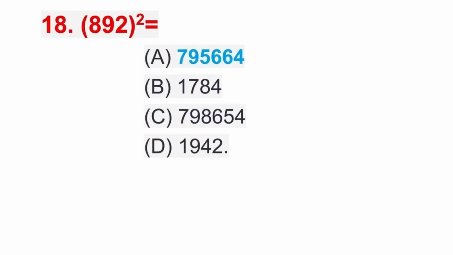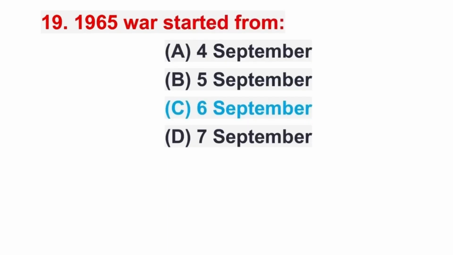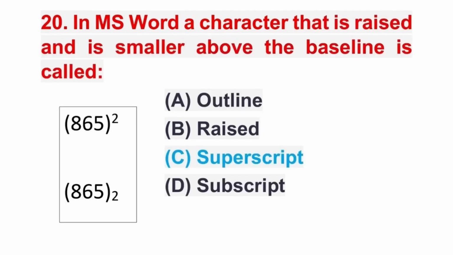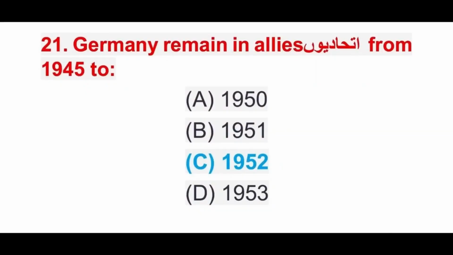Question number 18. 892 की value 2. That answer is 795664. Question number 19. 1965 war started from. That answer is 6th September. Question number 20. In MS Word, a character that is raised and is smaller above the baseline is called. That answer is superscript.